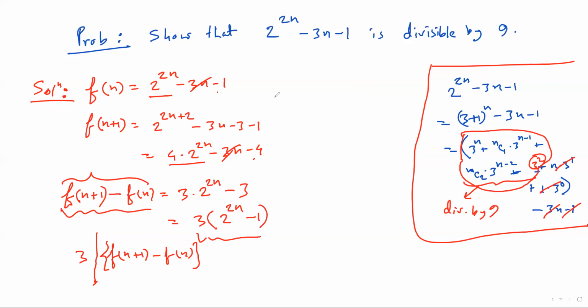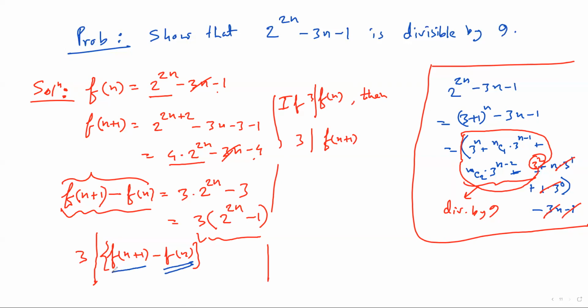Now, you should be able to see that if 3 divides f(n), then 3 must divide f(n+1) as well. Because a situation is not possible where f(n) is divisible by 3, f(n+1) is not, but still the overall difference is divisible by 3. This is not possible. If this part is divisible by 3, this part has to be divisible by 3 as well, so that the overall difference is divisible by 3. So if 3 divides this expression, then 3 divides this expression.